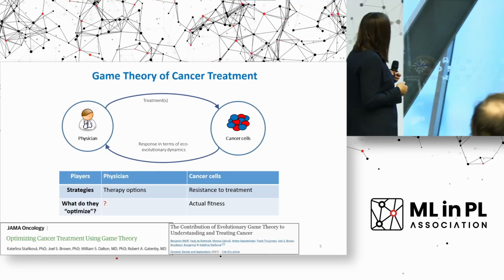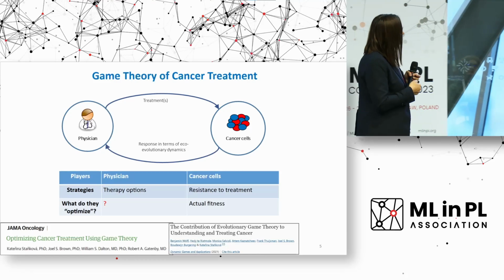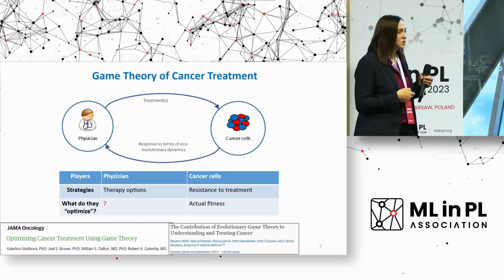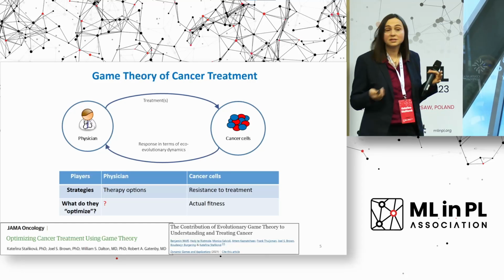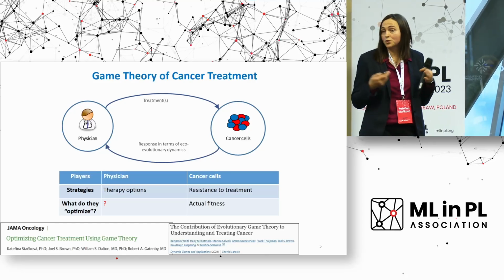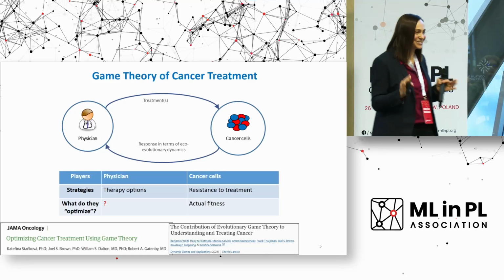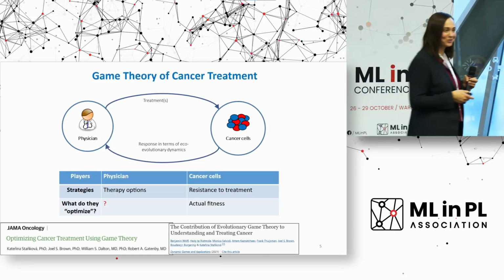So if I look at this game, the interaction between the physician and the cancer cells, we know that this is an evolving Darwinian system. Its goal is to proliferate and survive, where we are the hosts. We are the planet Earth, right? And it's a new life form, okay?